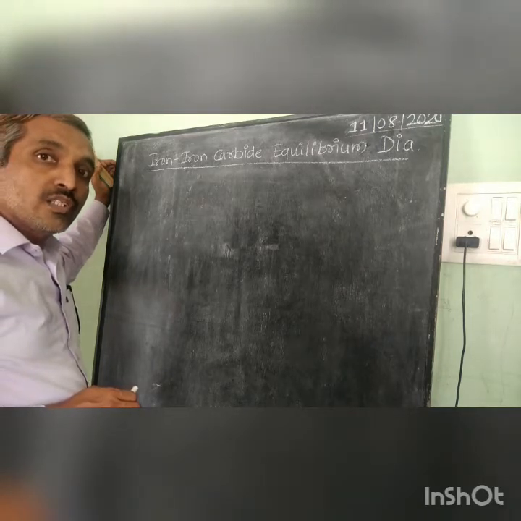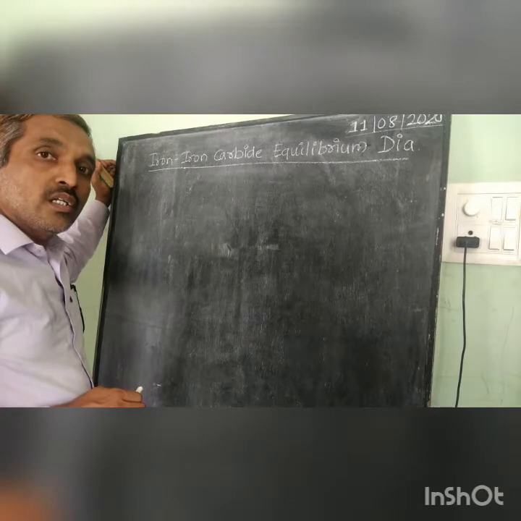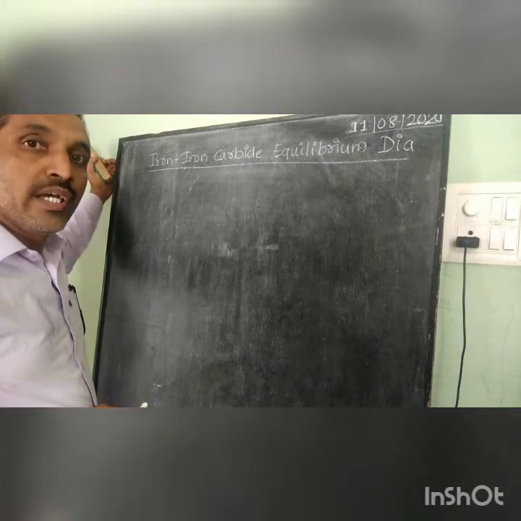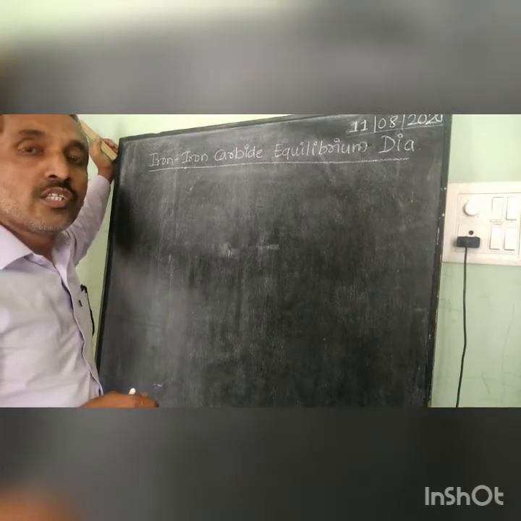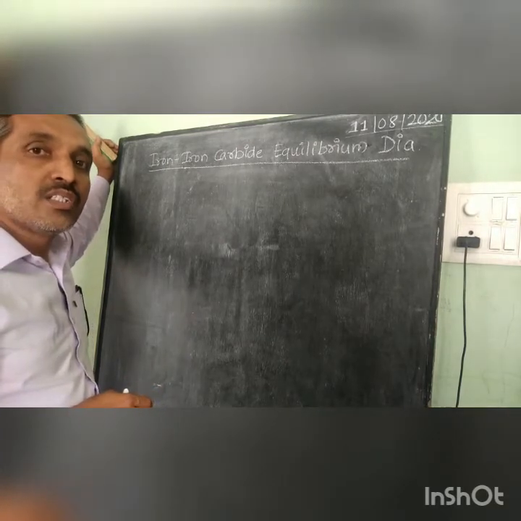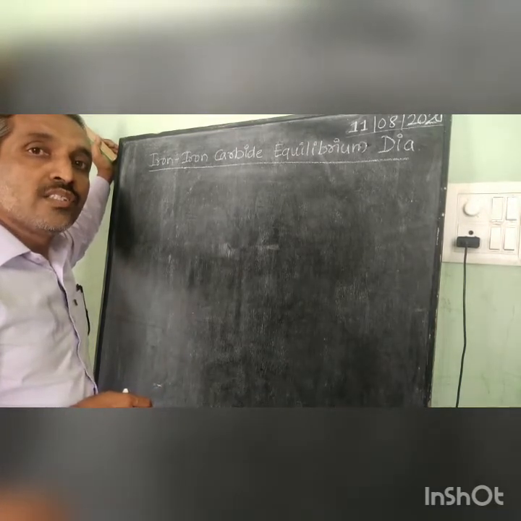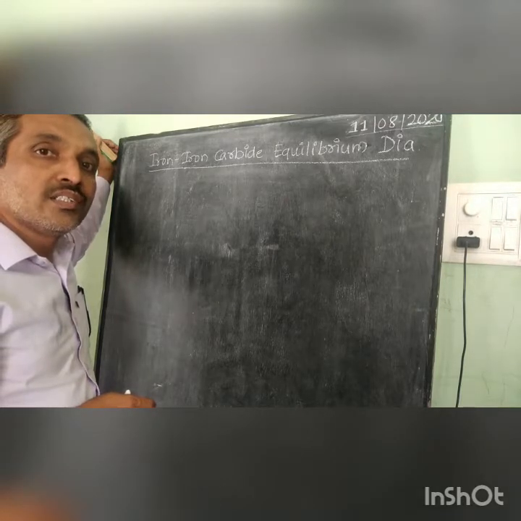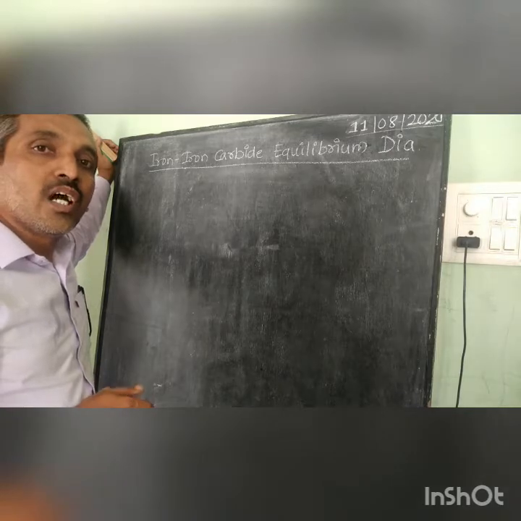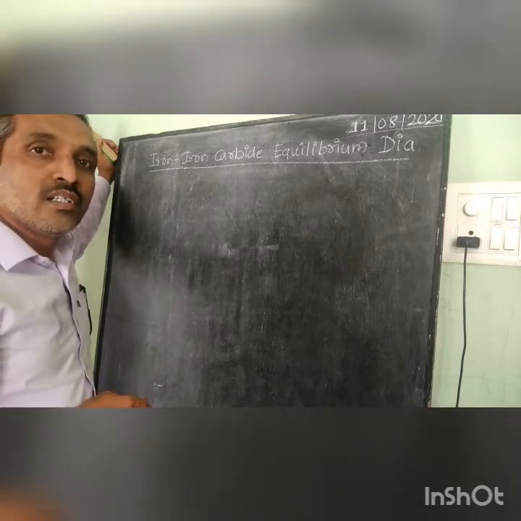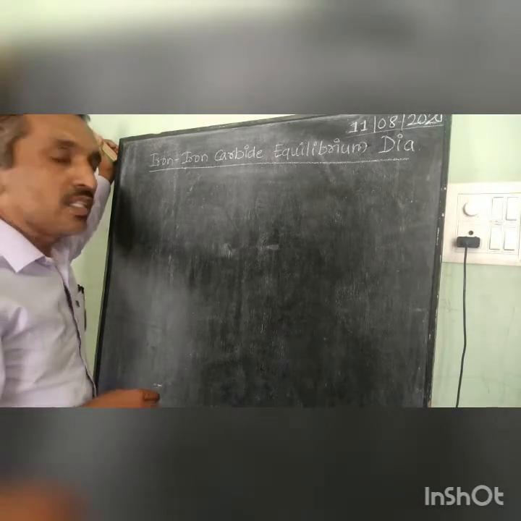Today we will discuss how to plot the iron carbide equilibrium diagram. As far as the iron carbide diagram is concerned, along the y-axis we have temperature in degrees Celsius, and along the x-axis we have weight percent carbon. So let us start. Along the y-axis, temperature.